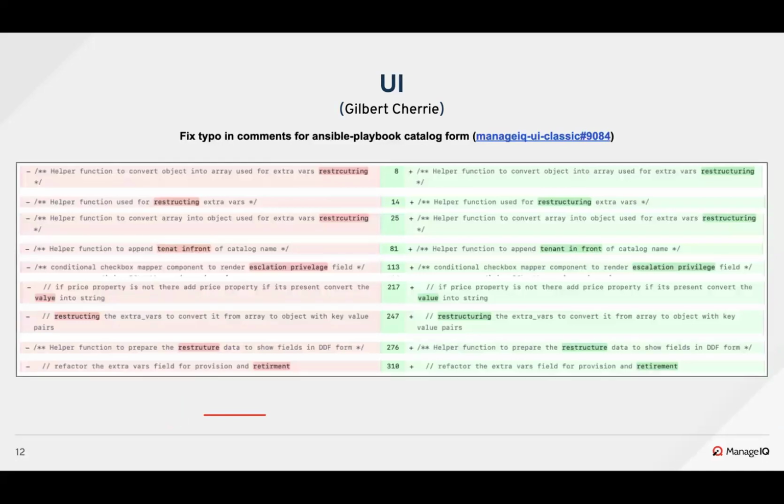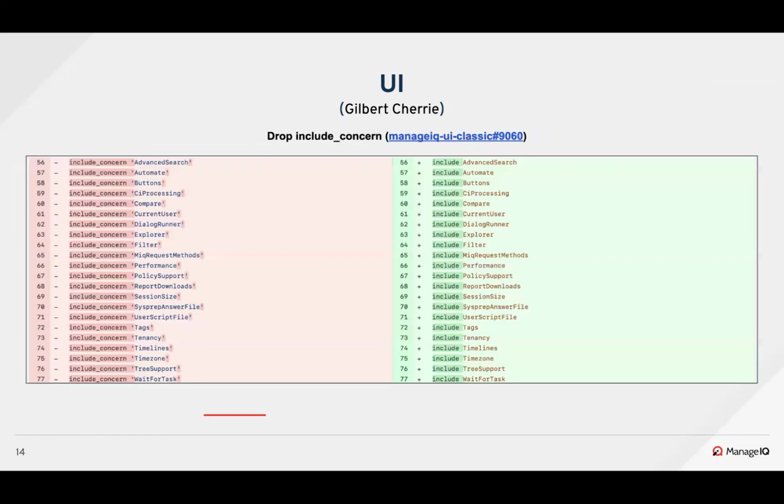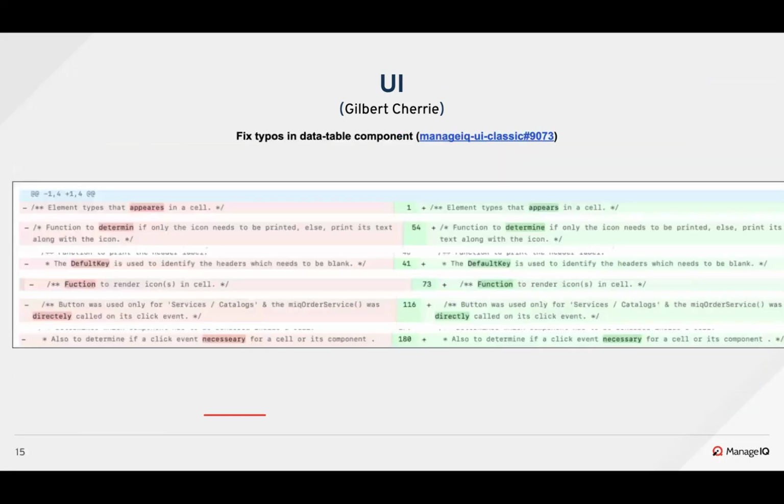This was a PR that fixed a bunch of typos in various comments we had in the Ansible playbook catalog form. This PR fixed toast wrapper style. So I believe Jeffrey did this PR to fix various styling issues with the toast wrapper. This PR dropped the include concern. So basically, instead of just having include concern, we just change over to include. This PR, again, just fixed a bunch of typos in the data table component file.